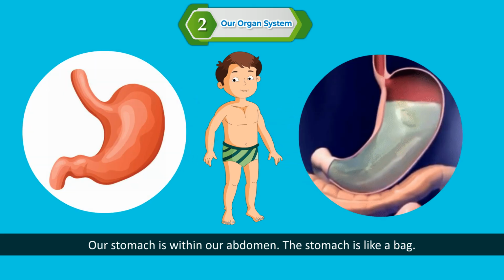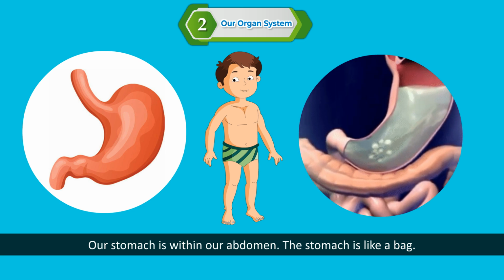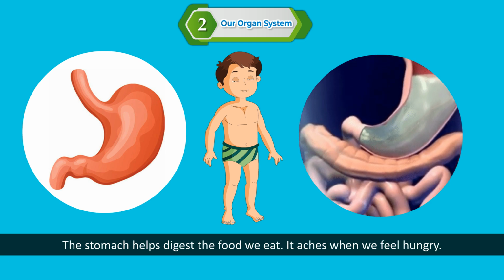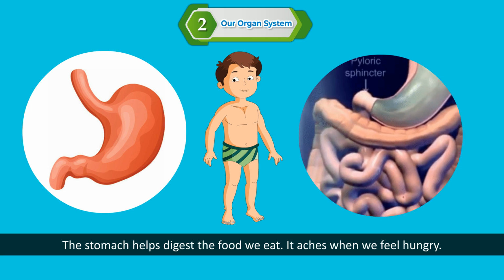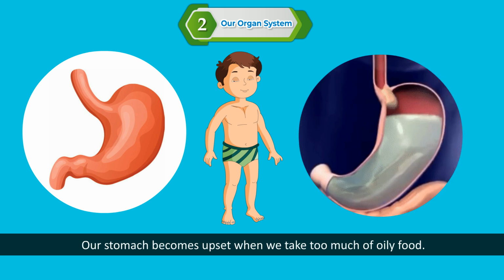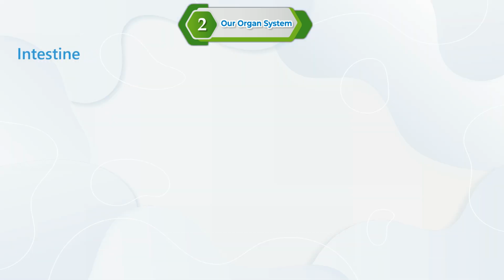Stomach. Our stomach is within our abdomen. The stomach is like a bag. The stomach helps digest the food we eat. It aches when we feel hungry. Our stomach becomes upset when we take too much of oily food.